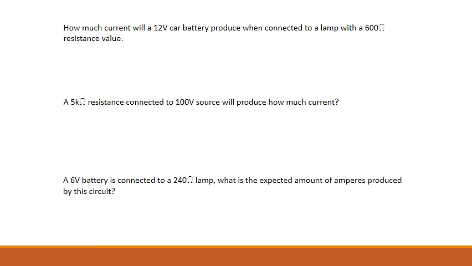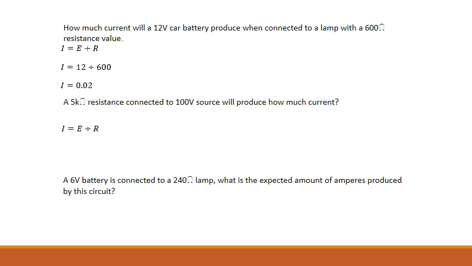How much current will a 12 volt car battery produce when connected to a lamp with a 600 ohm resistance value? Again, we're looking for current. So we put I on the left and E divided by R. That's your Ohm's law formula or equation written to solve for I, or current. So 12 volts divided by 600 ohms gives you 0.02 amps.